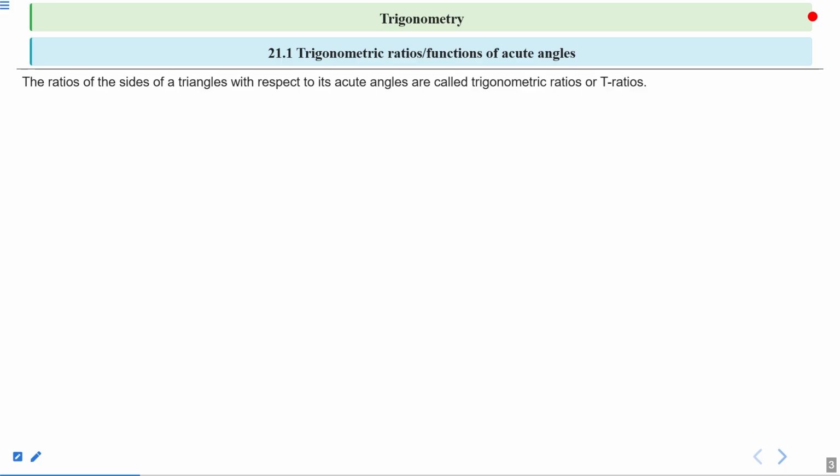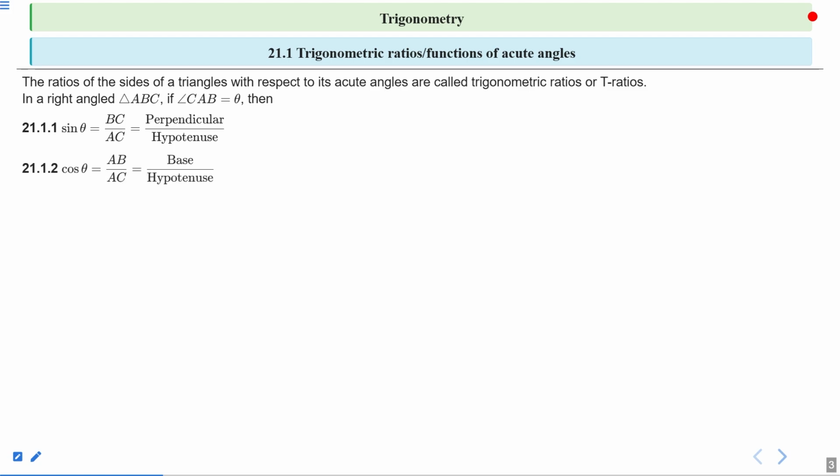The trigonometric ratio, function of an acute angle. The ratios of the sides of a triangle with respect to its acute angle are called trigonometric ratios or T ratios. So in a right angle triangle, if angle CAB is theta, then sin theta is BC upon AC, which is perpendicular upon hypotenuse. Cos theta is AB upon AC, base upon hypotenuse. Tan theta is BC upon AB, perpendicular upon base.